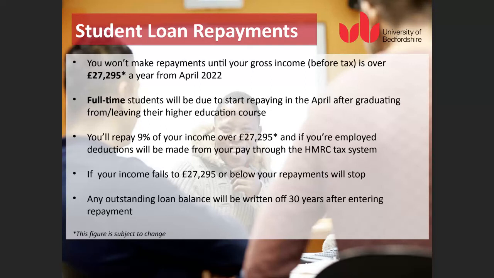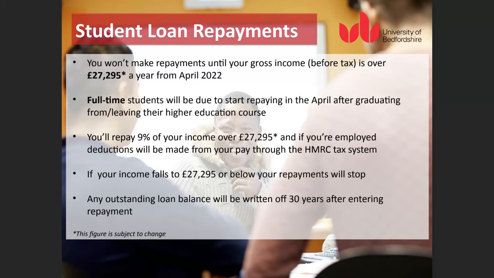Currently, you repay 9% of your income that is over the £27,295 threshold. So if you're employed, this money is deducted from your salary at source in the same way as national insurance and income tax. If your income falls below the threshold or your income varies, your repayments will vary or they will stop.